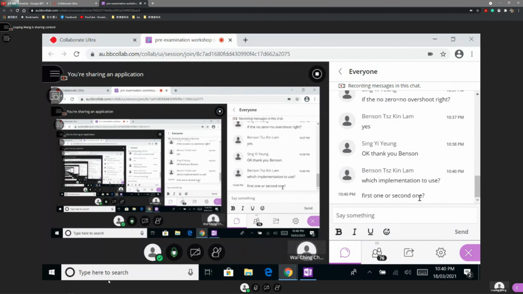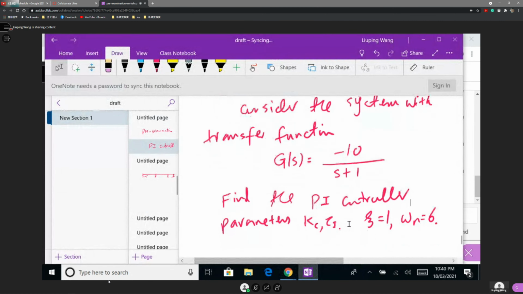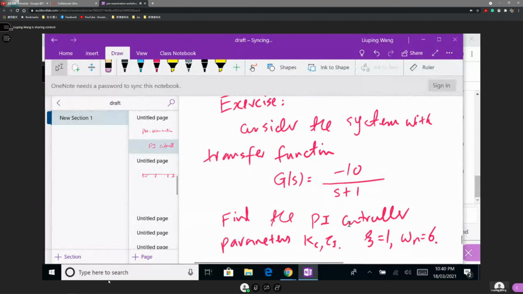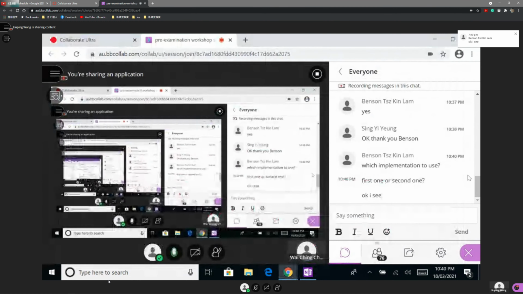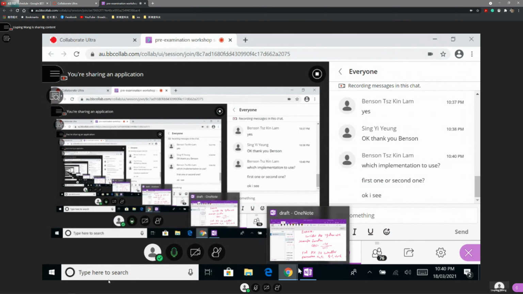Okay, very good. So for the implementation, the controller parameters Kc and tau I are the same. So you can do both and see how it looks. The parameters are the same. The only difference is at the implementation stage.